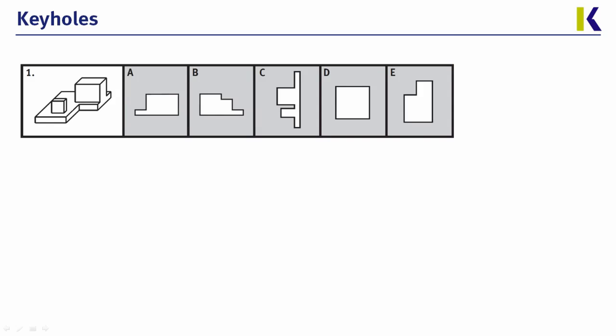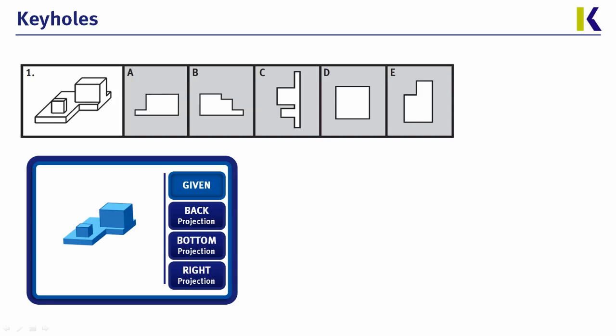This question, like all keyhole questions, has a 3D figure on the left and 5 different possible keyholes on the right. Just like always, we'll want to think about the back, bottom, and right projections. Let's start with what's given, this 3D figure. Visualize yourself crushing this figure from the front to the back. In this case, all of the depth disappears, and you're left with a 2D image that would look something like this.